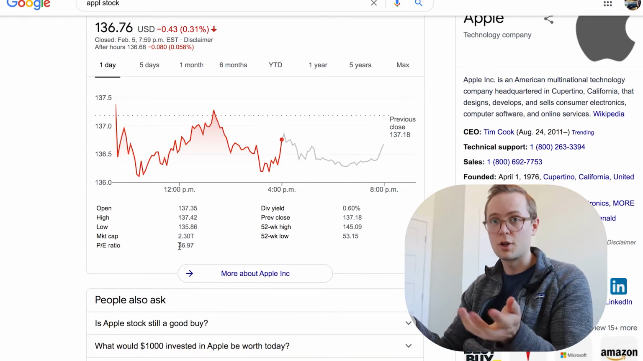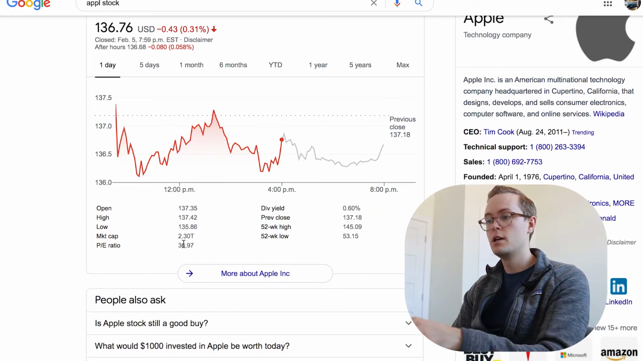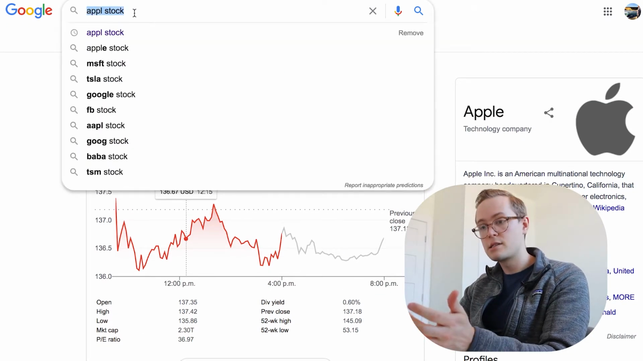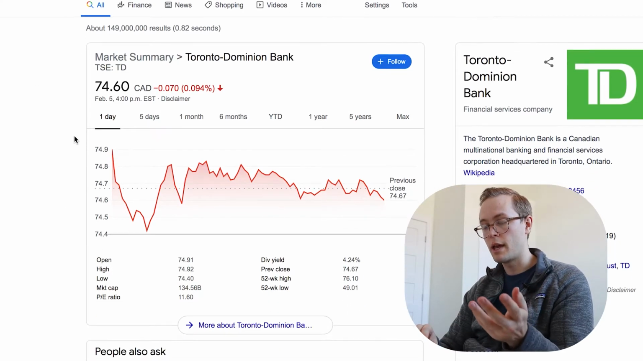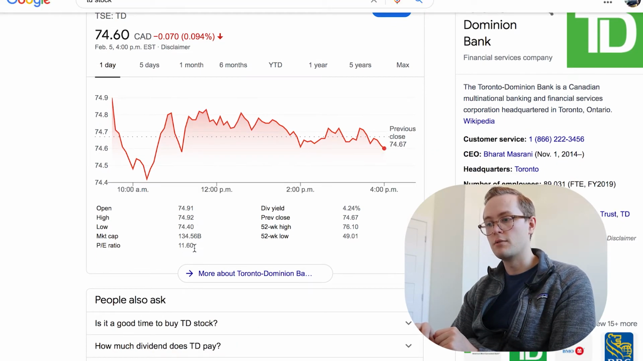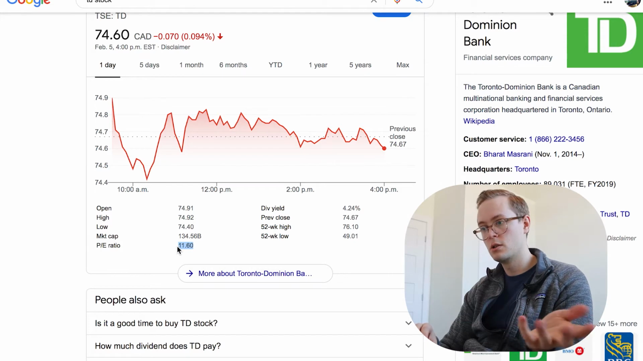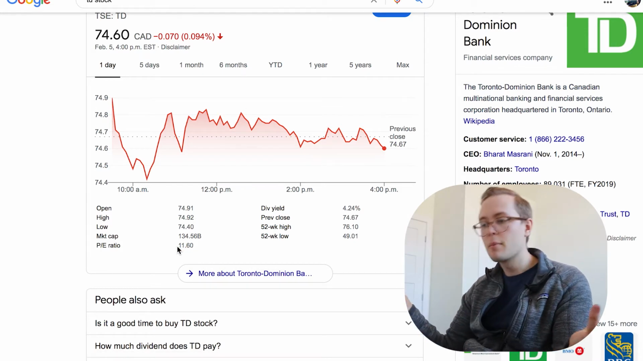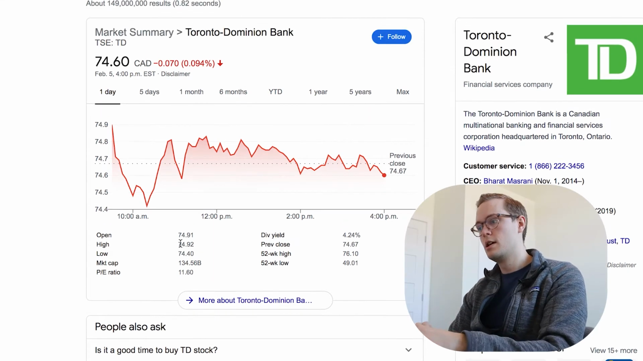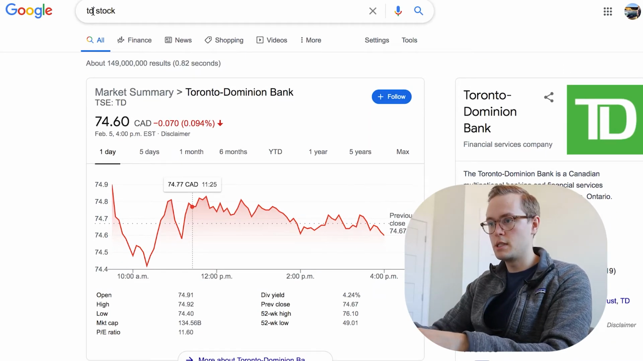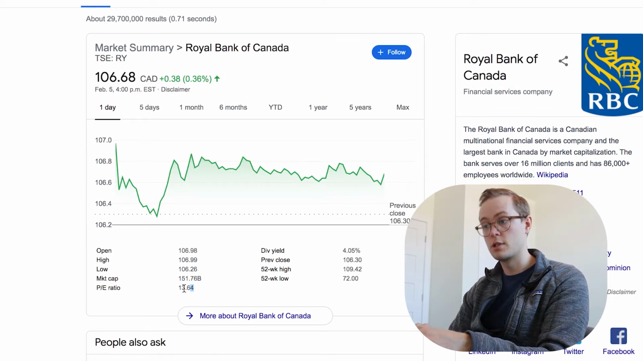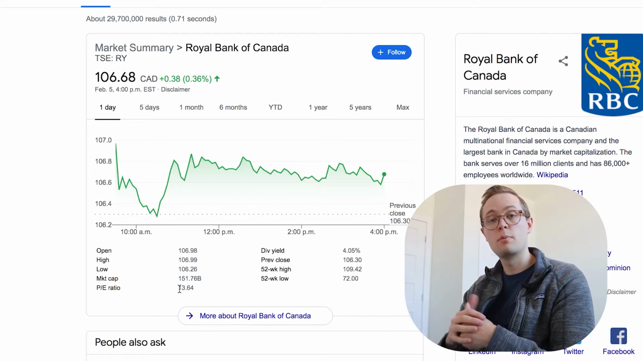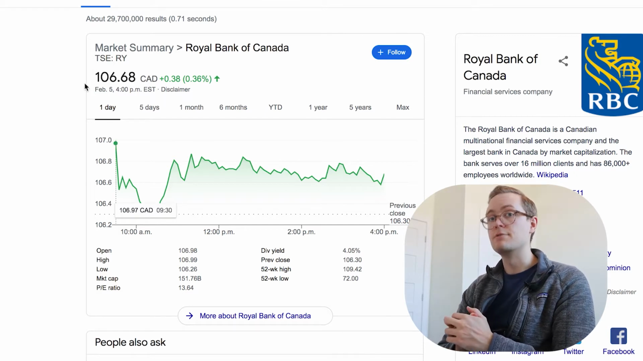Another great way of looking at a P/E ratio is through competitors. For instance, I'm going to look at two banks here. I'm in Canada, so I'm going to look at TD stock, which is Toronto Dominion Bank. This has a P/E ratio of 11.6. Okay, so that's a number that doesn't seem to mean a whole lot. Now let's look at RBC stock, which is Royal Bank of Canada. This one has a 13.64. So this means that this stock is either overvalued or people think it's going to go up more than the TD stock.